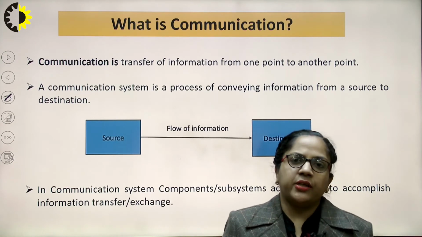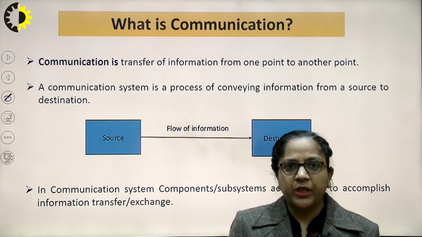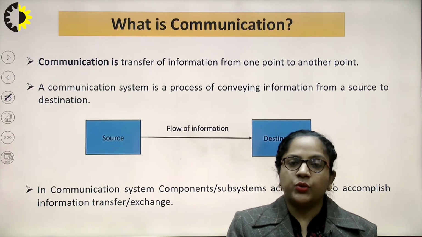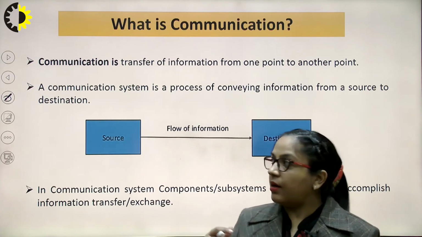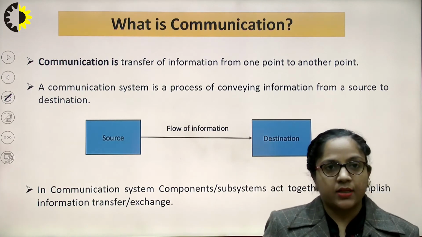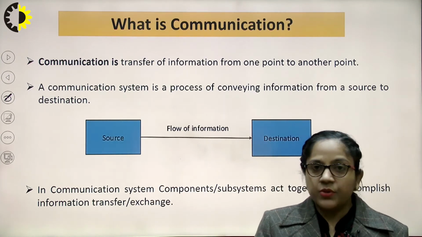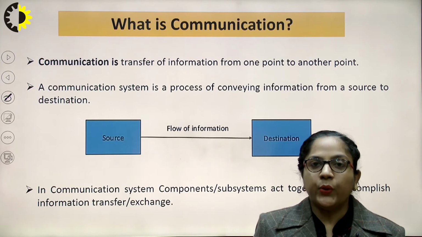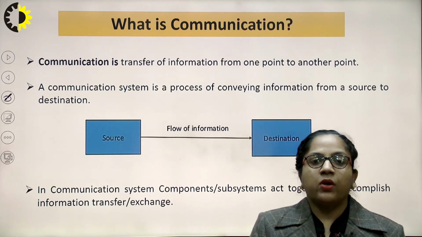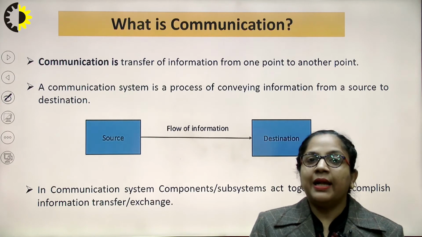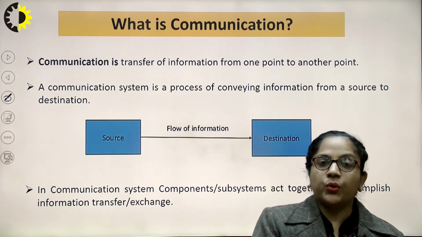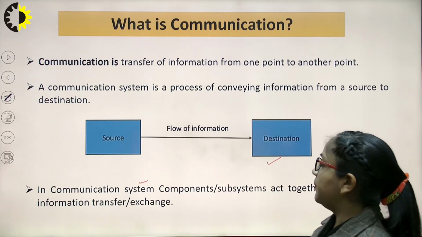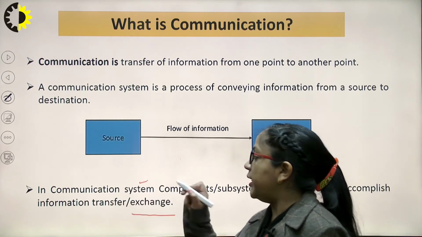We can define communication in many ways, but the simple definition of communication is just the exchange or conveying of information from one point to a faraway point. What is a communication system? It is a process of conveying information from source to destination. All the components or the setup that will help to transfer this information from source to destination will make the entire communication system.